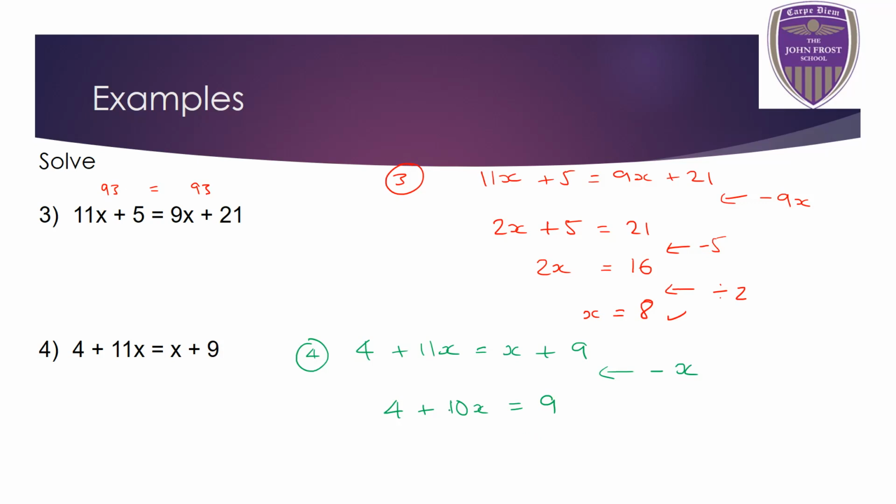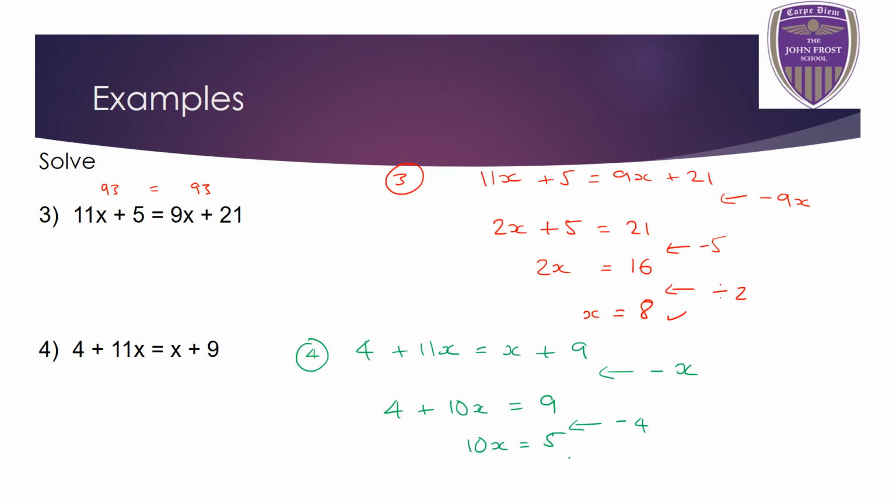Okay, now we're trying to work backwards to find x, aren't we? So in this case now, this 4 here is a positive 4 because there's no symbol in front of it, isn't it? So the opposite, the inverse of adding 4, is to subtract 4. Okay, so we get 10x equals 9 minus 4, which is 5.